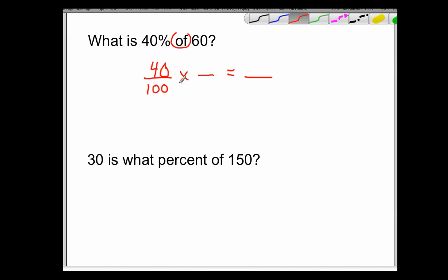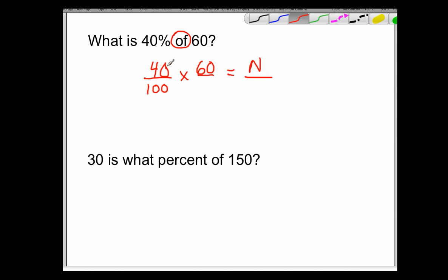Of means to multiply. And the number that comes right after of, even if it's in a word problem, is going to go right after the multiplication sign. That's 60. Is what number? Do we know what that other number is? No. So we're going to use the variable n to represent the number that we're trying to find. Now, the whole goal in trying to solve these percent problems is to isolate or get n by itself. Is n by itself in this case? Yes. So therefore, all we have to do is take care of this side over here on the equal sign because we know that 40 hundredths times 60 is going to give us the same number as n.